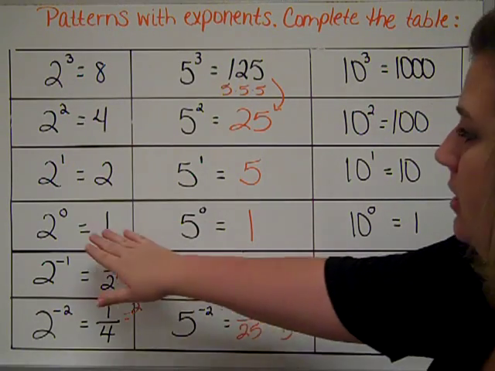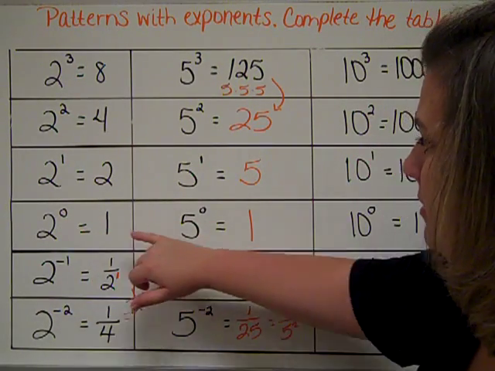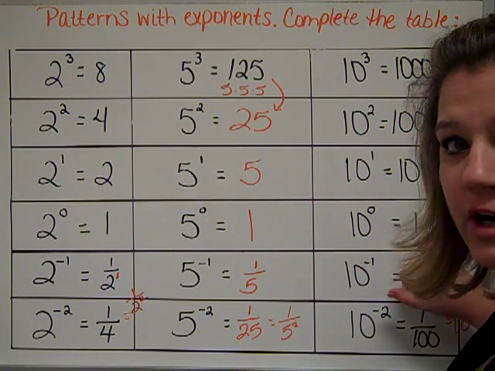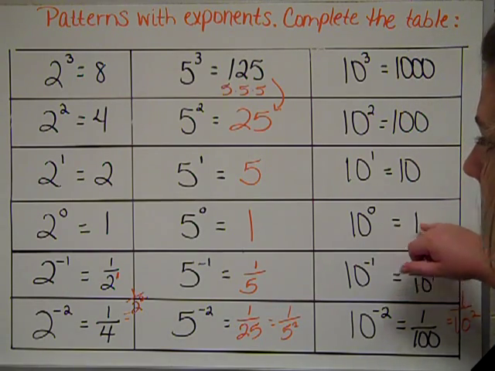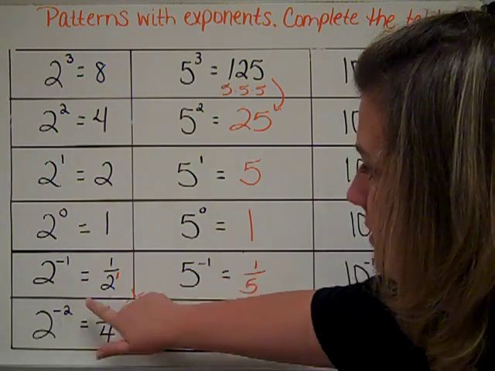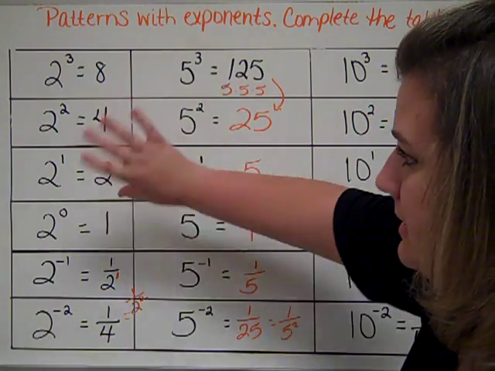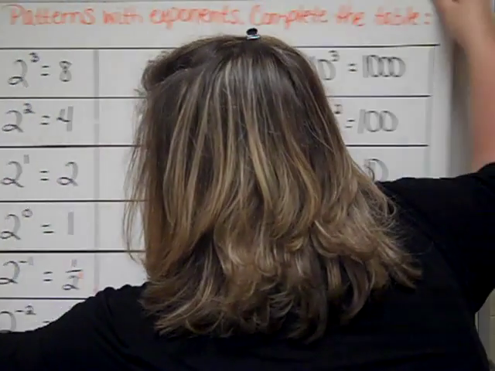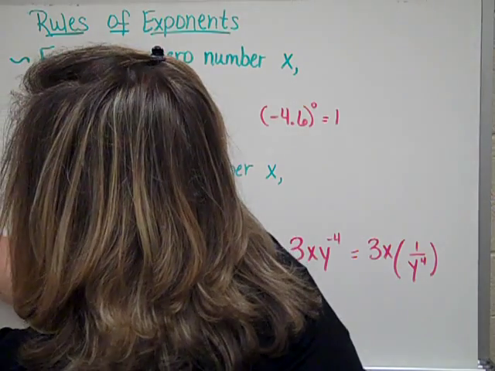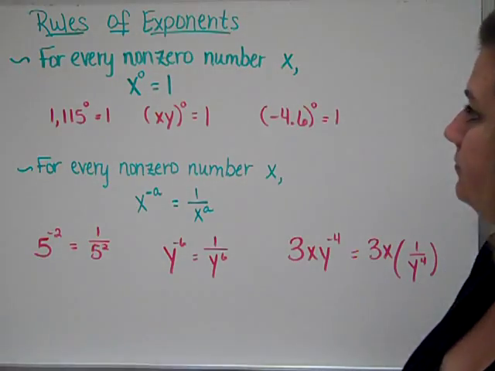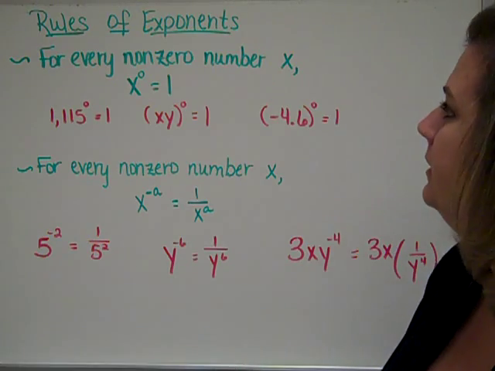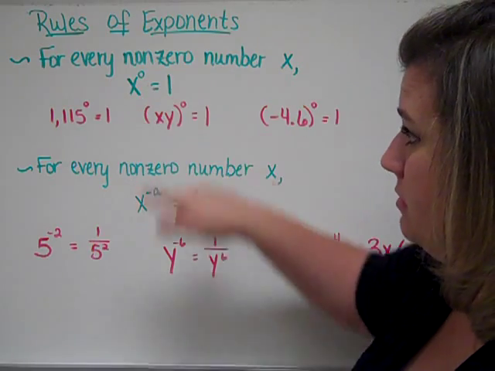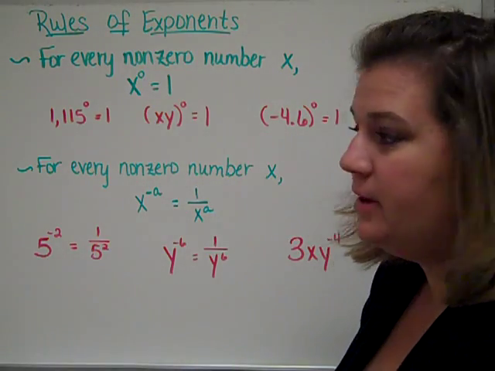So if you notice a pattern, when I have 2 to the 0, when I have a 0 power, notice what that equals. That's one of our exponent rules. And then notice when the exponent is negative, it's the same here, except they're changing positions. So some rules of exponents. For every non-zero number x, you have x to the 0 equals 1. We definitely saw that when we were talking about the table.